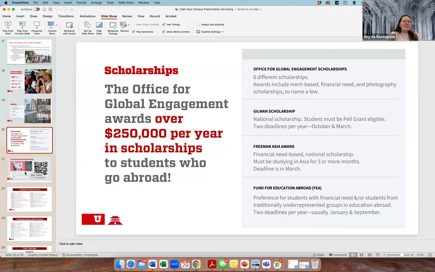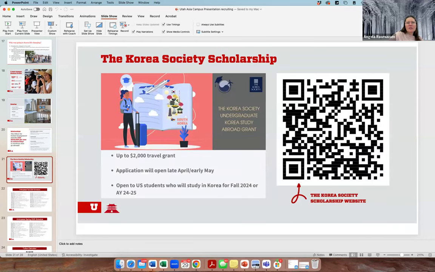And so, they have money set aside to help fund students to be able to go over there. So we have these different scholarships you can apply to, as well as, on the next slide, the Korean Society of Scholarships where people are applying. The Korean government also is trying to encourage more Americans to go over there and experience that because it prepares our Korean students. They're already starting to come here, attending their junior and senior year.